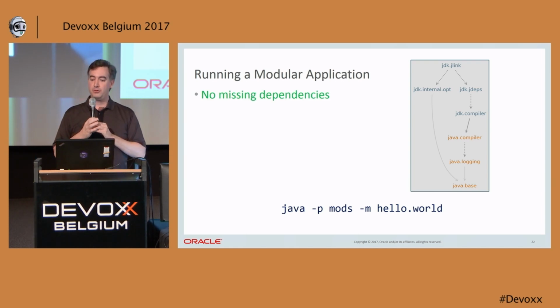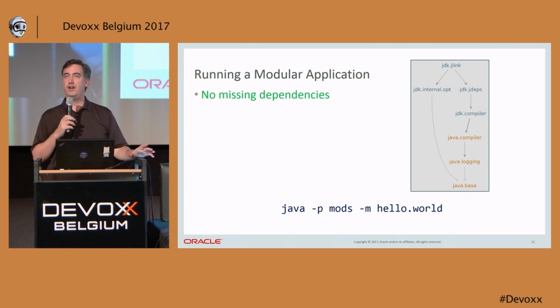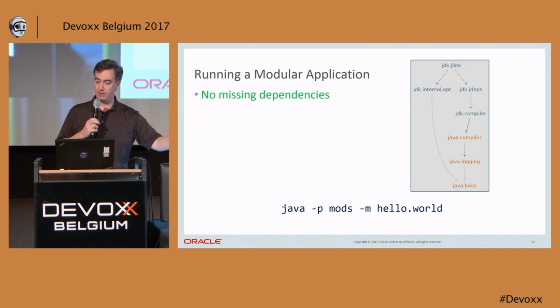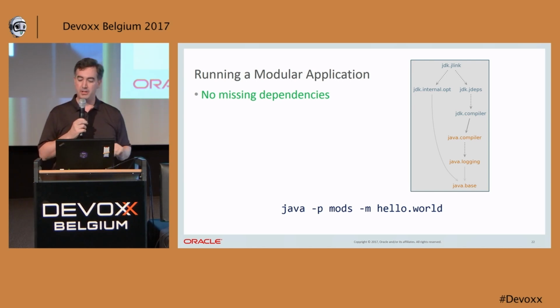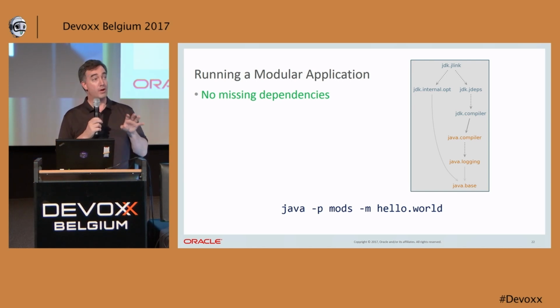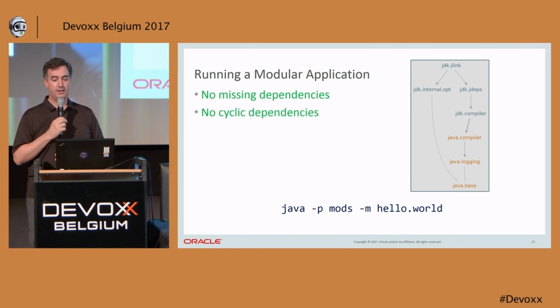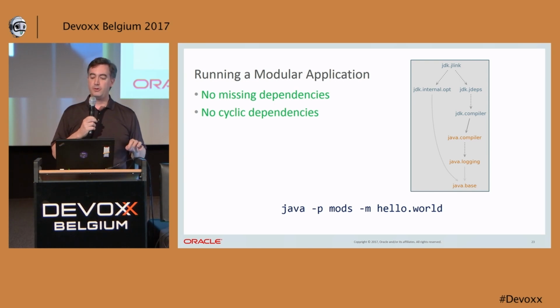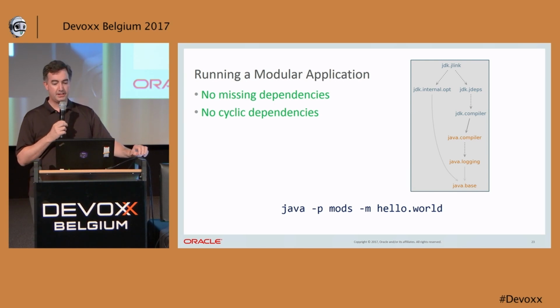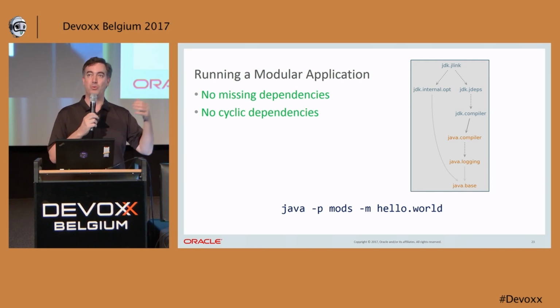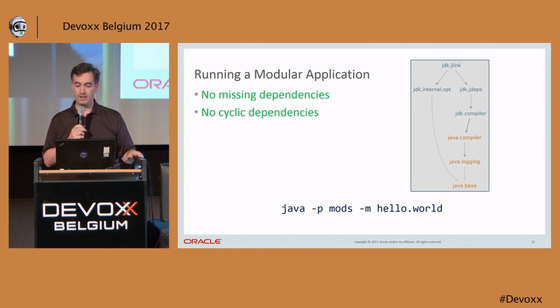If resolution succeeds, you get three guarantees. First, nothing is missing. Every module that is required is available. Okay, pretty obvious, but a big improvement over the class path where you won't discover missing jars until later. Second, modules don't depend on each other in a cycle. Cyclic dependencies lead to code that is hard to maintain, and we're taking the opportunity to prohibit them in modules from day one of JDK 9.